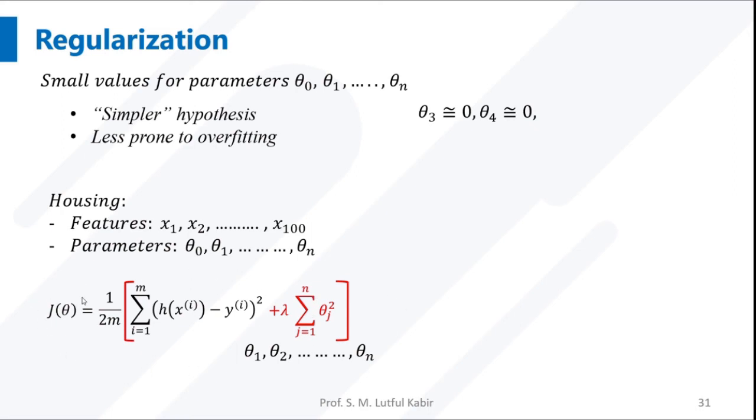When you minimize this function, the theta will be determined, and you remember how to determine theta. You do the iterative process, and through the iterative process you apply the gradient descent algorithm, for example, and determine the theta. And through the process, only those theta will be close to zero which are influential to the overfitting.